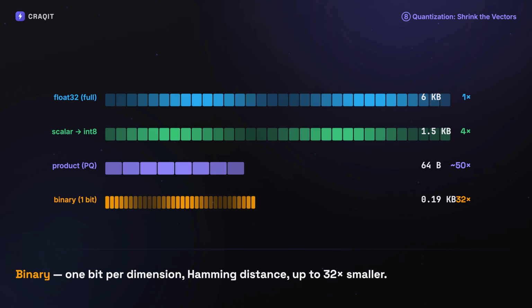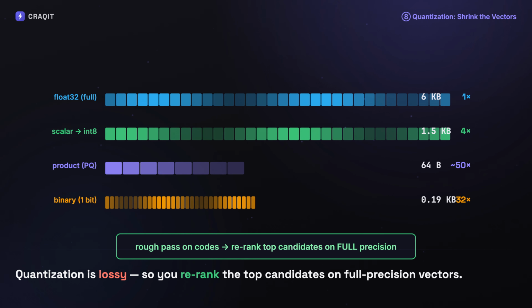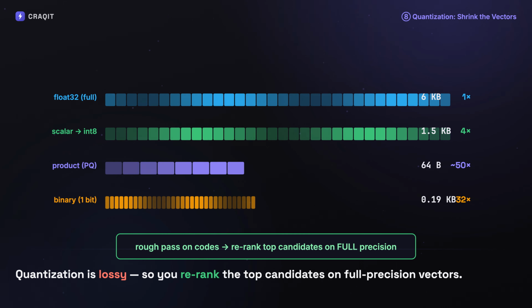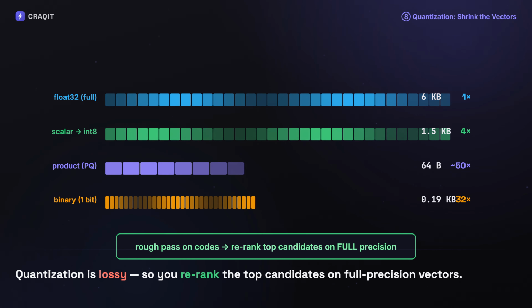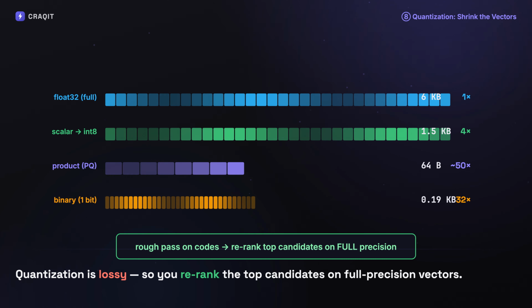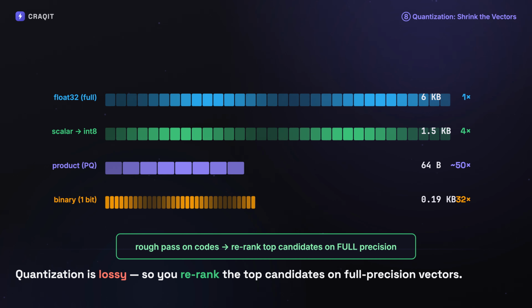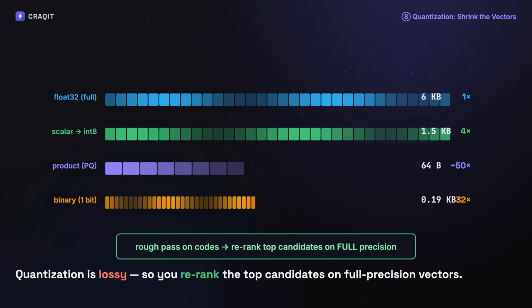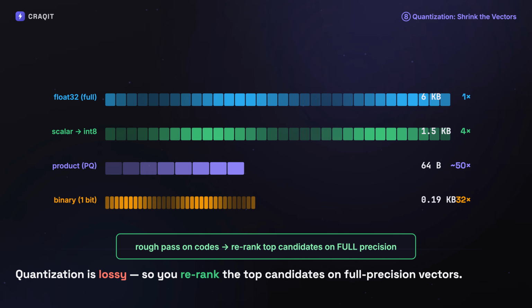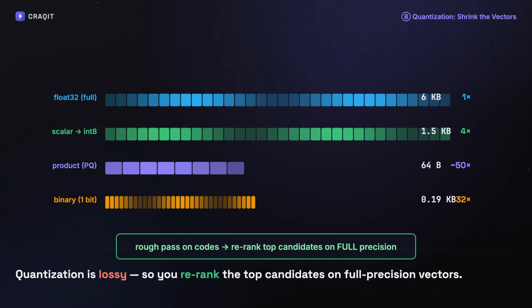The universal fix is re-ranking. Use the tiny compressed codes for a fast, rough first pass to get a candidate list, then pull the full precision vectors for just those few candidates and rescore them exactly. Fast filter, accurate finish. One idea that impresses: asymmetric distance computation. You compare a full precision query against compressed stored vectors without decompressing them, by pre-computing a small table of distances to each codebook entry, so scoring a candidate is a few table lookups.